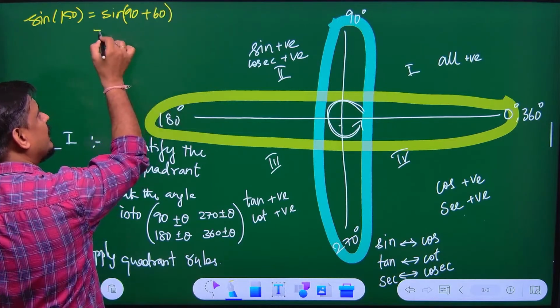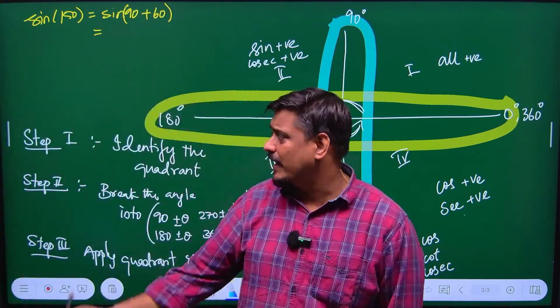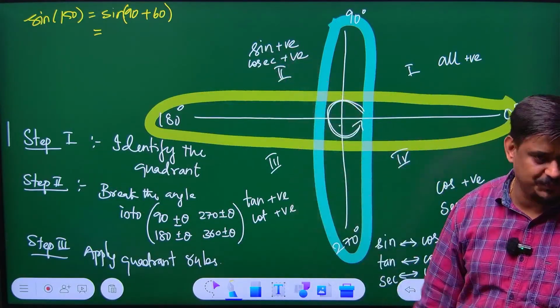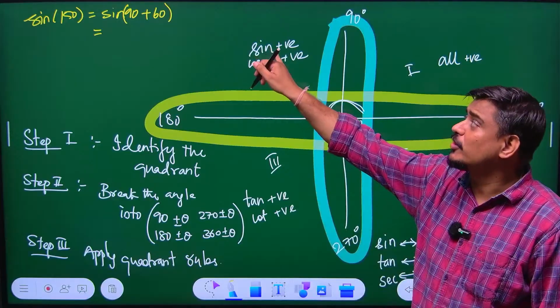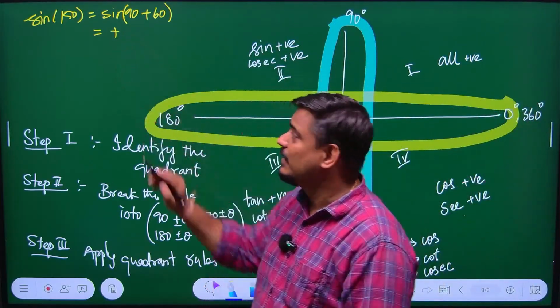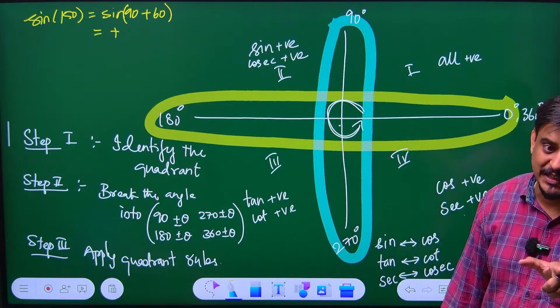Now tell me which quadrant it is lying. Step 1 is identify the quadrant. Second quadrant. In second quadrant, sign is positive or negative? Positive. So step 1 is right, before itself plus. If you follow these steps, you will not make a mistake.